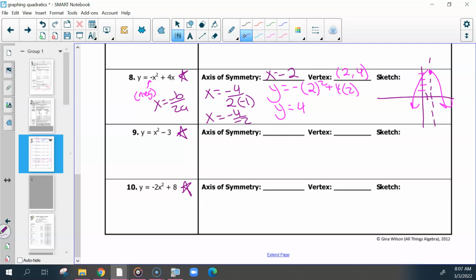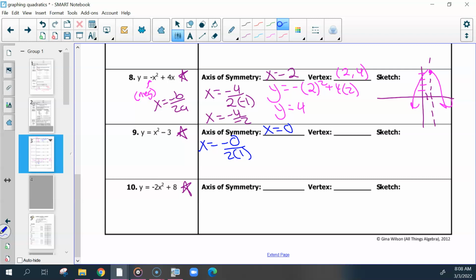Number 9. When we find our axis of symmetry here, we do not have a b value, so that's going to be 0 when we put it in. So I'll still put the negative so we don't forget that, but negative 0 over 2 times 1. 0 over anything is going to be 0. So our axis of symmetry here is just going to be 0. That happens sometimes.